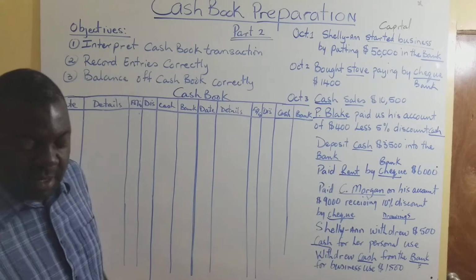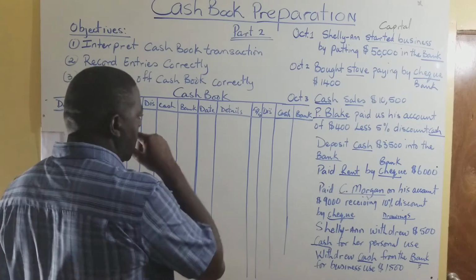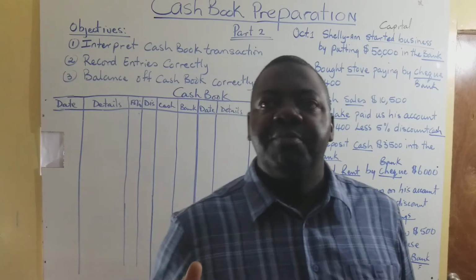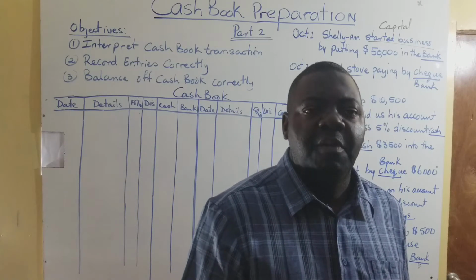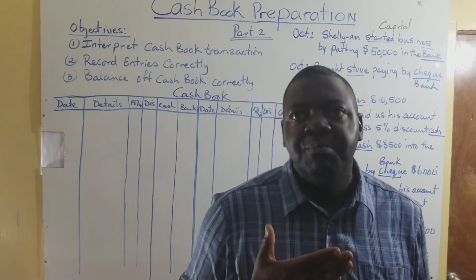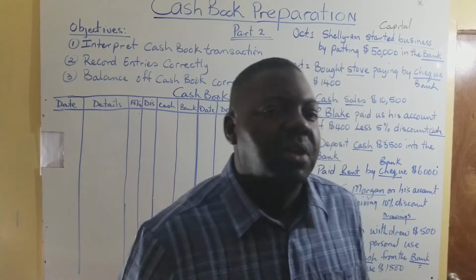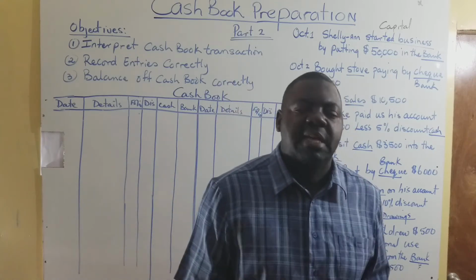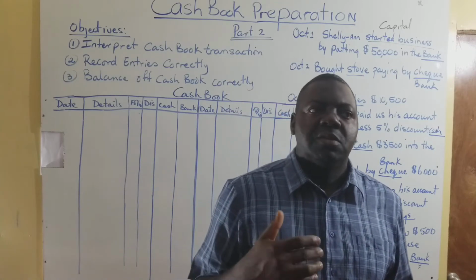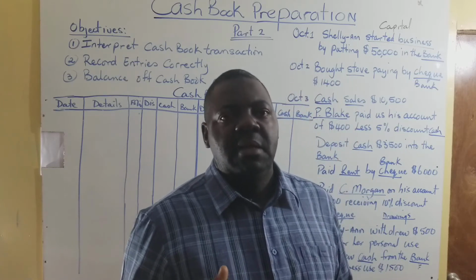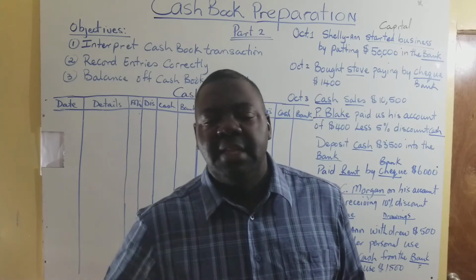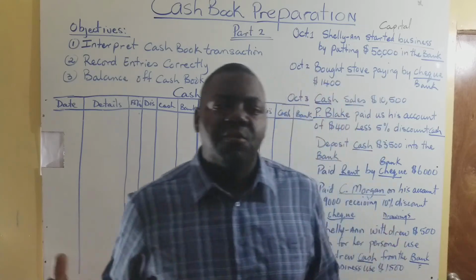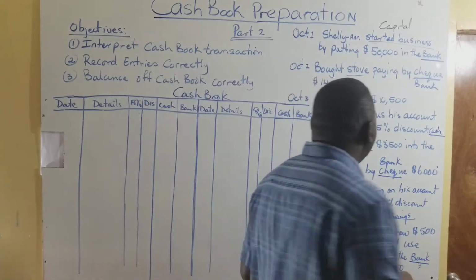Now, we're going to be entering the information in the cash book. And so what we're going to do again, we're going to be able to determine from the transaction whether we are receiving the money or we are paying out the money. All the time, when you read a transaction, you're to look whether or not the transaction is indicating if the business is receiving the money or the business is paying out the money. All right. So let's go.